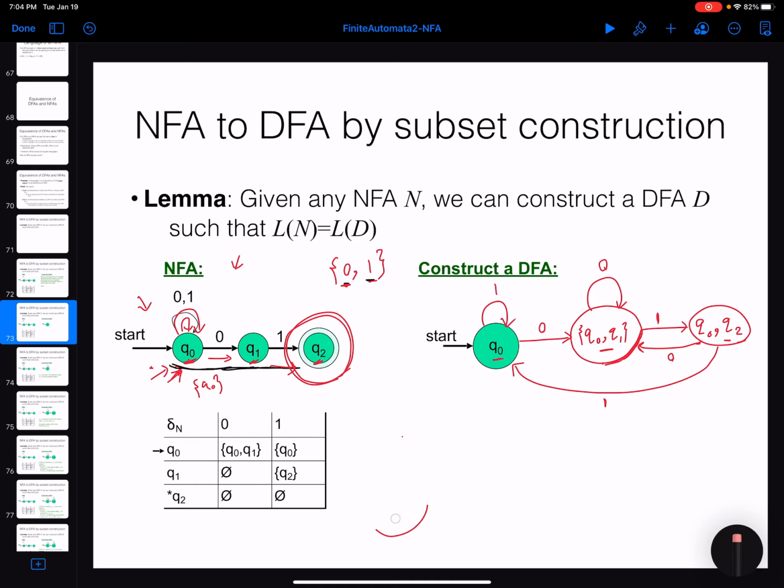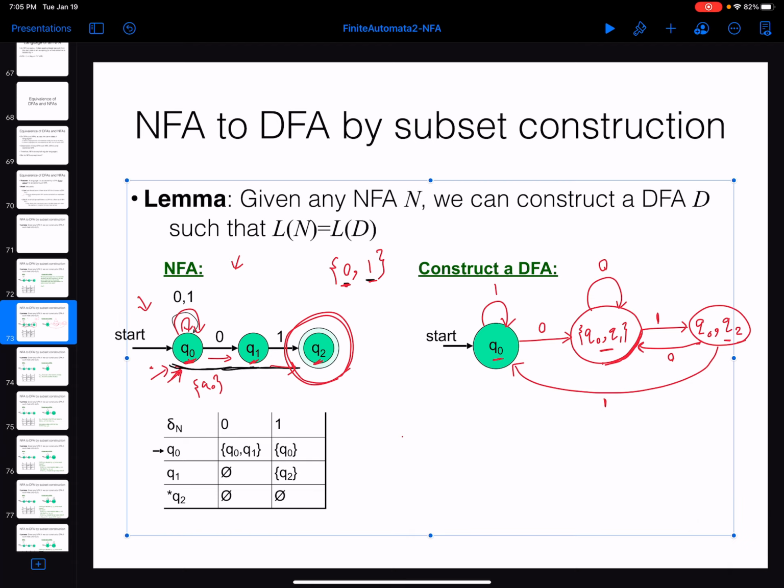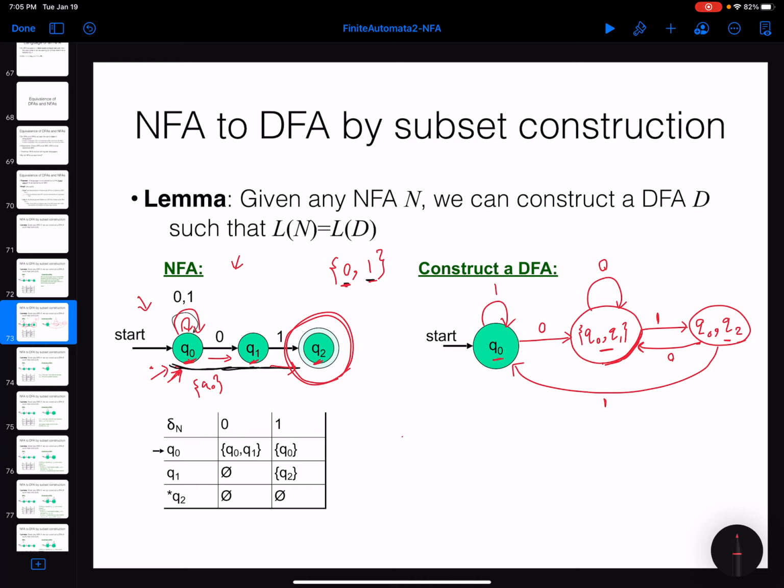Just before we finish this discussion, I have one more question for you. We created the DFA, but what are going to be the accepting states in this new DFA? All of those states in the DFA that represent at least one final state in the corresponding NFA are going to be accepting states. So here the accepting state in the NFA is Q2, right? So any of the states that contain Q2, you are going to call an accepting state.